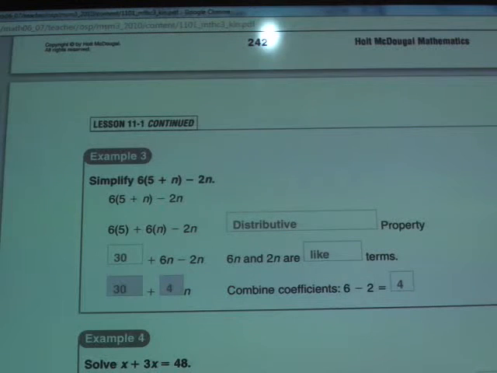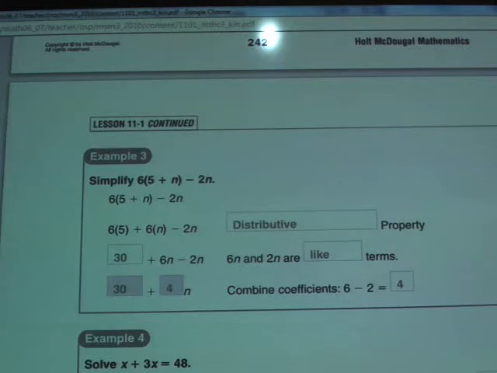The distributive property is when we take the number that's in front of the parentheses and multiply it through to the things inside the parentheses. So that's going to deal with the 6 and the 5 plus n part. Not the 2n part, because that's all separated. It's not in parentheses. It's totally separate from that.